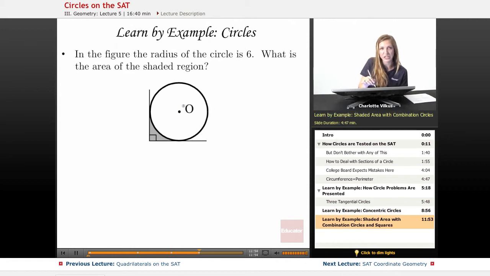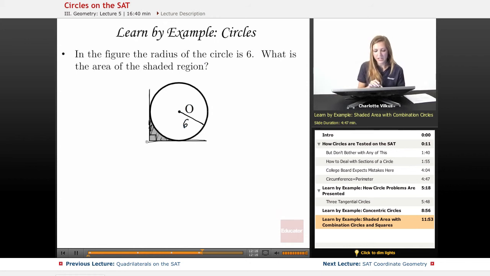I have a circle and a different sort of shape. It looks like a right angle, and I want to know the area of the shaded region. I'm also given that the radius of the circle is 6, so this radius is 6. And I want to know the area of the shaded region.